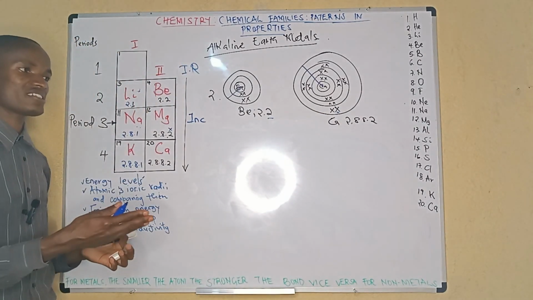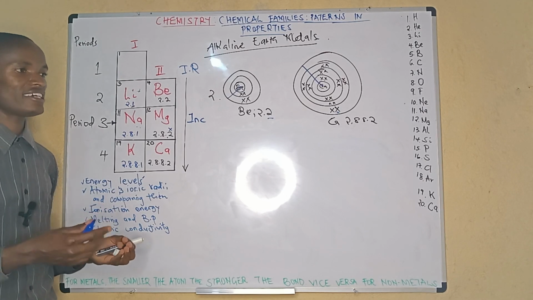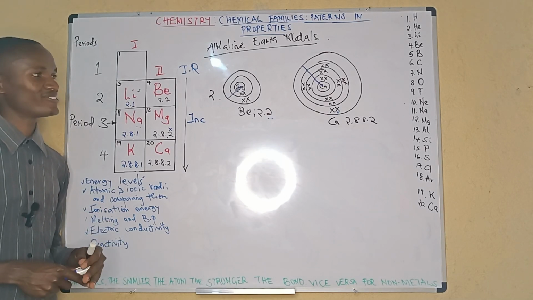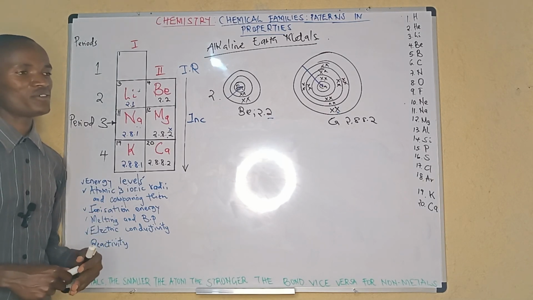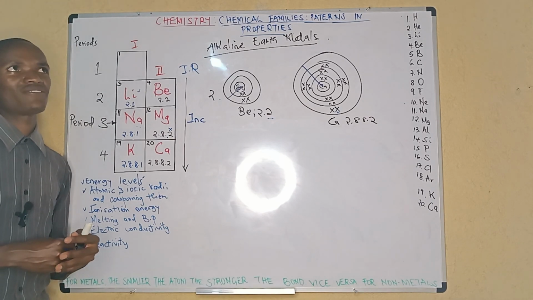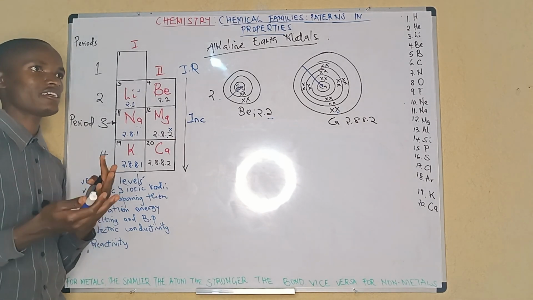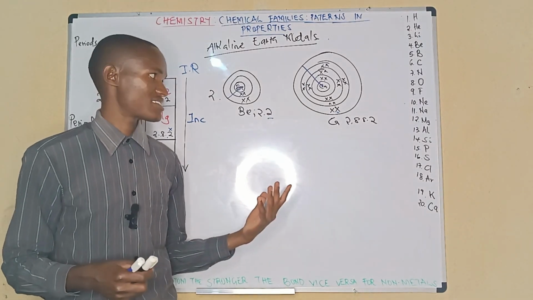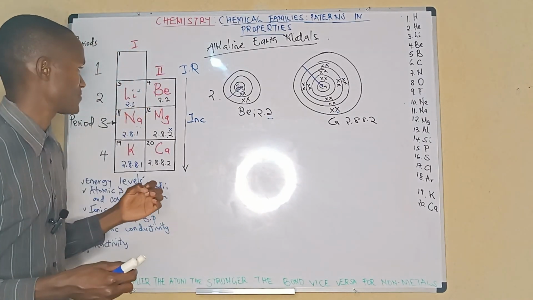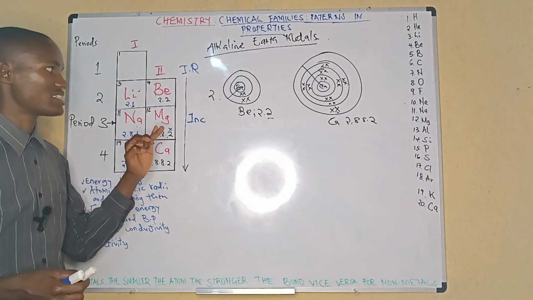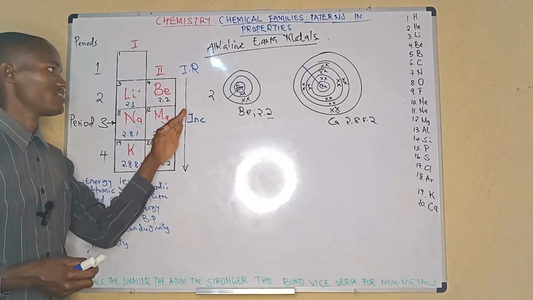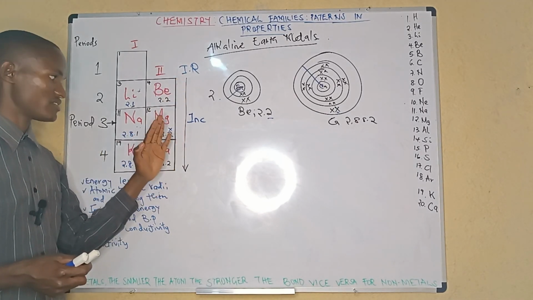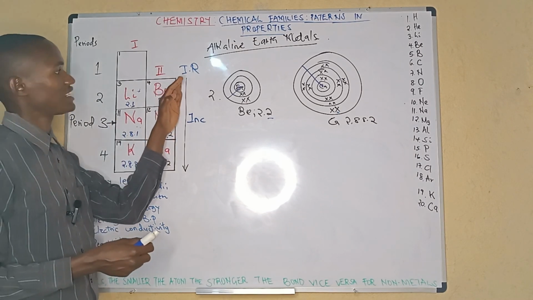And when we talk of the first ionization energy and the second ionization energy, there now arises a question. Which energy will be bigger than which? Is it the first which will be bigger than the second, or is it the second which will be bigger than the first? We will answer that. But before we do that, let us first talk of the trend of the ionization energy in this group, alkaline earth metals.